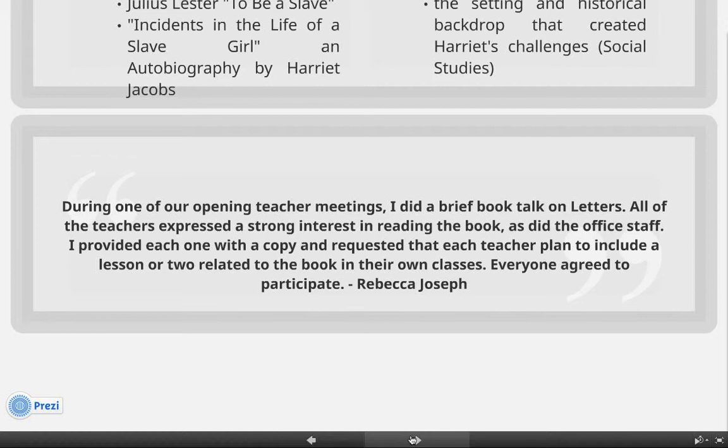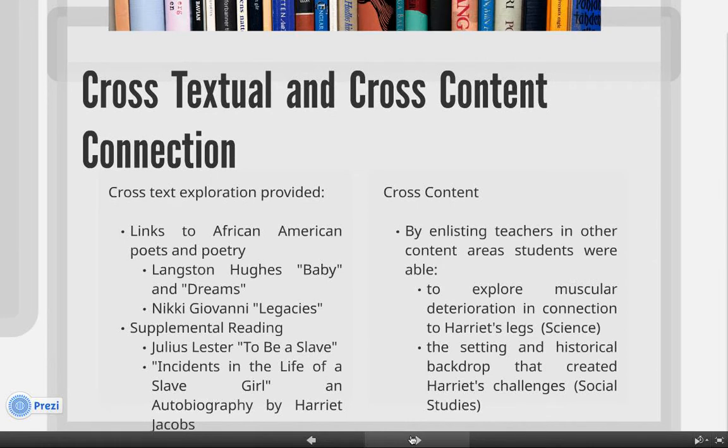Everyone agreed to participate. I can just imagine the building that she works in, where so many people were willing to take on this facet of her classroom, and it created a very positive effect, both for cross-textual and cross-content connections.